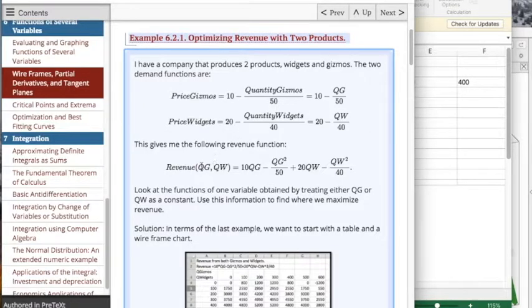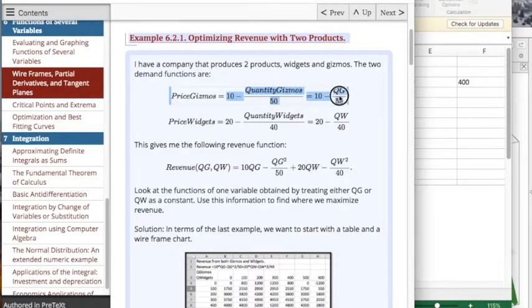I can turn that into a revenue function in terms of the quantity of gizmos and the quantity of widgets, because the revenue from gizmos is going to be the quantity of gizmos times the price of gizmos. And similarly, we're going to have the quantity of widgets times the price of widgets, and that will give us the revenue from widgets. We add the two of them together and get the revenue from both selling gizmos and widgets.